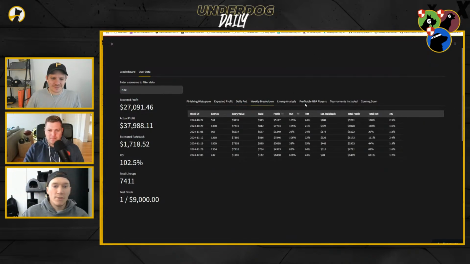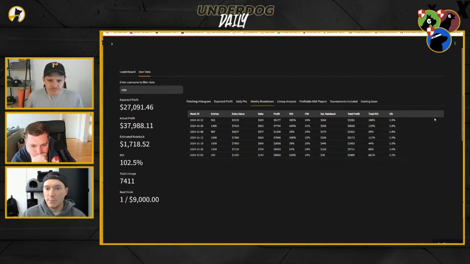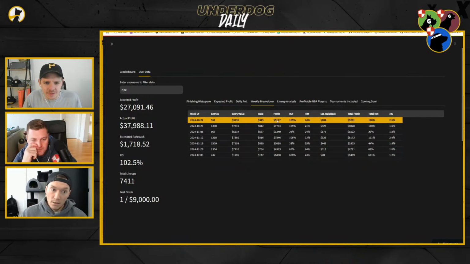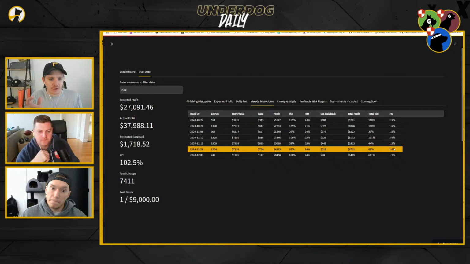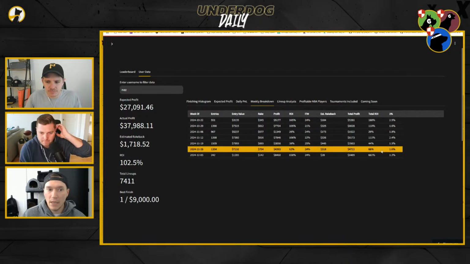We have a couple more things. Nothing crazy here, these are just simple tables. If you want to export them, you can, for your own records, so you can see how you're doing on a weekly basis. When you export that, is it just what we see, or is it exporting the data behind that? No, just what you see. This actual physical table. Cool.